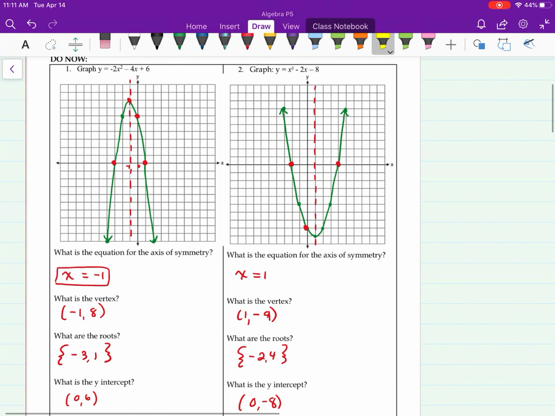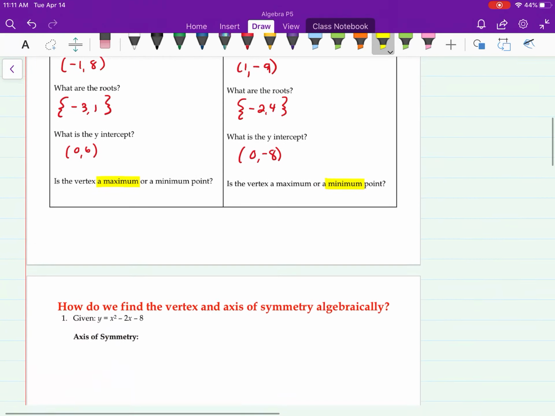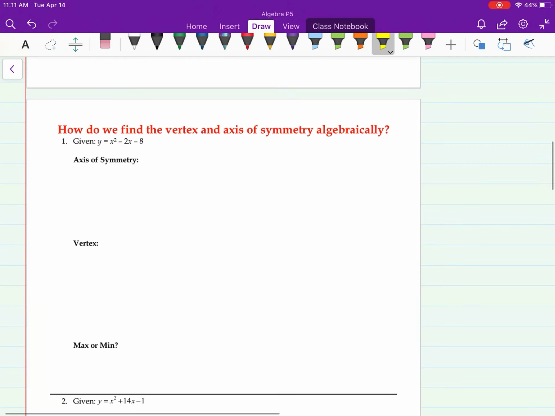So that's actually kind of a review of what we did last week on Wednesday. Those are called the characteristics of quadratics. You can find the axis of symmetry, you can find the vertex, you can find the roots, you can find the y-intercept, and you can tell whether or not it has a maximum or a minimum. But now I'm going to take the graphs away, and we're going to answer those same questions using algebra instead.